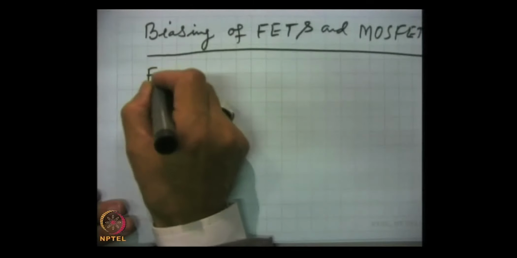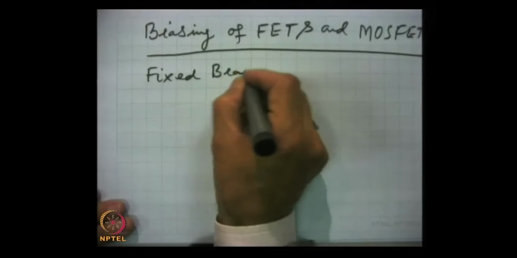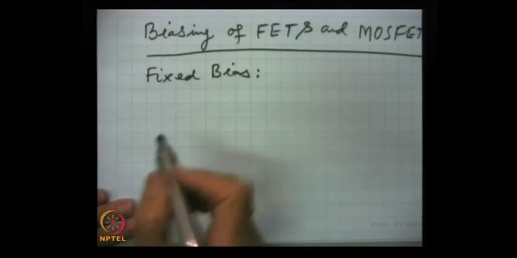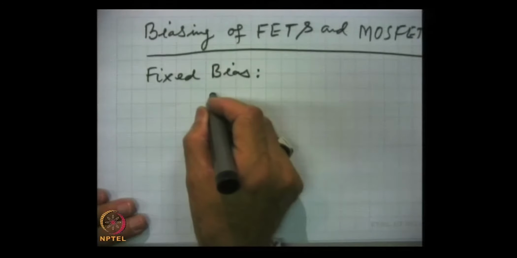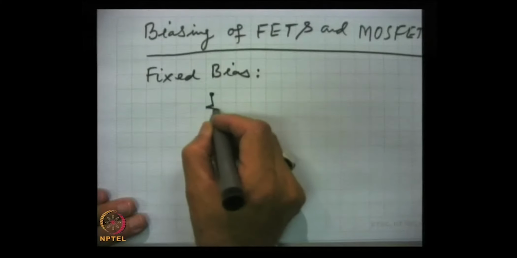Now, for the sake of completeness, I must say that one of the biasing possibilities is fixed bias. What is fixed bias? Let us take as an example first the junction field effect transistor.